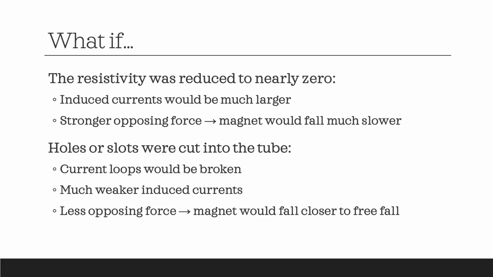If the resistivity of the conductor were reduced close to zero, the induced currents would become much larger, producing a stronger opposing force and causing the magnet to fall much more slowly. Meanwhile, if holes or slots were cut into the tube, the current loops would be disrupted, significantly reducing the induced currents, and this would weaken the opposing force, and the magnet would fall closer to free fall.